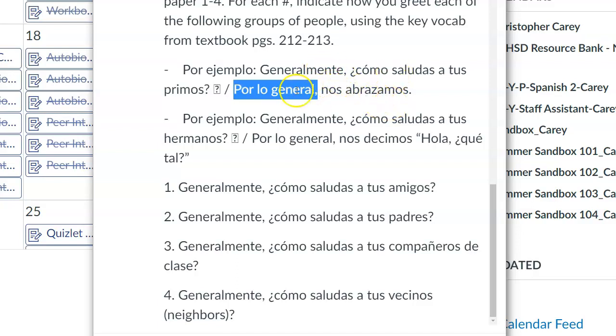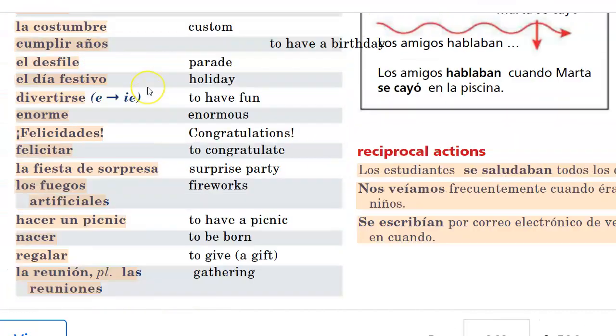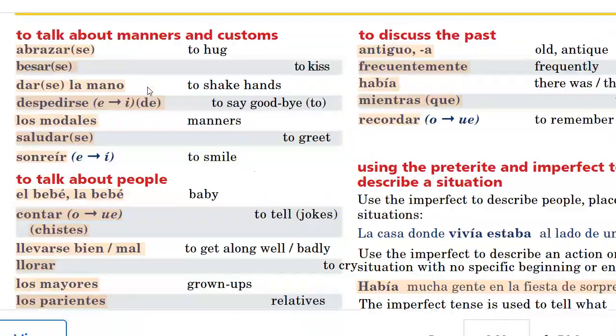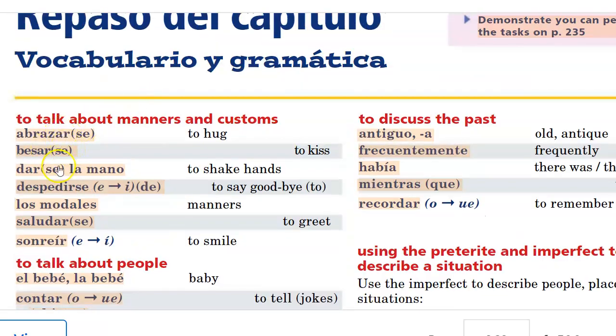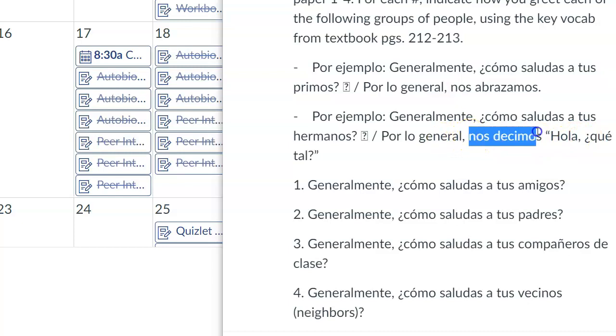And then you guys don't need to worry about conjugating those verbs that show up on the key vocab, although you're obviously more than welcome to try. That would be ideal if you could. At the very least, you guys can identify the vocabulary that pertains to that particular situation. Generalmente, ¿cómo saludas a tus hermanos? How do you greet your siblings? Por lo general, nos decimos, we say to each other, hola, ¿qué tal? So you can use those example responses to begin your responses to these four questions.